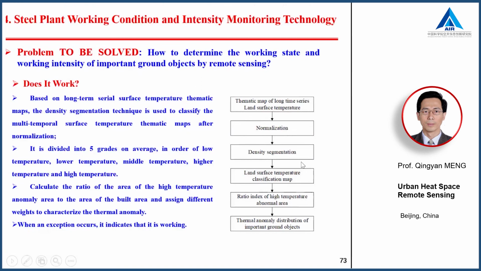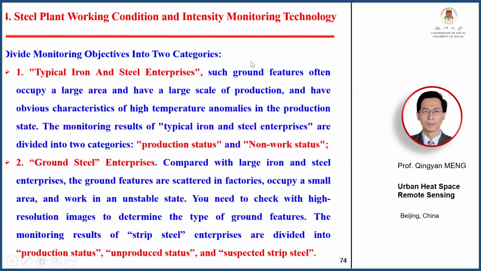And we can divide it into different levels, just like the urban heat intensity level. And we can know where is the low temperature, where is the middle temperature, where is the higher temperature, and calculate the ratio of the area of the high temperature anomaly area to the area of the built area, and assign different weights to characterize the thermal anomaly. This indicates if it's working or if it has a high working intensity. So we divide the monitoring objects into two categories: the typical area and the steel enterprise.